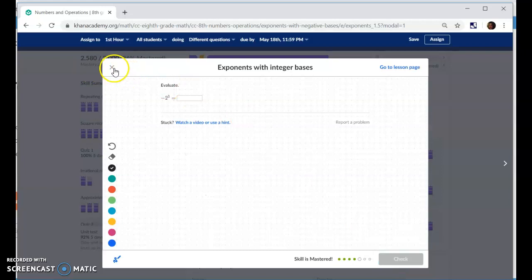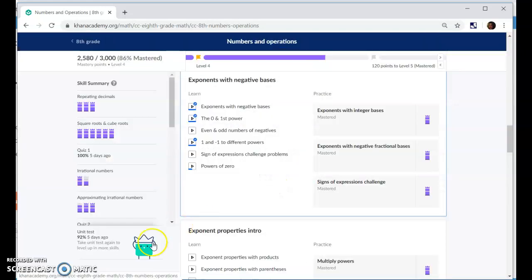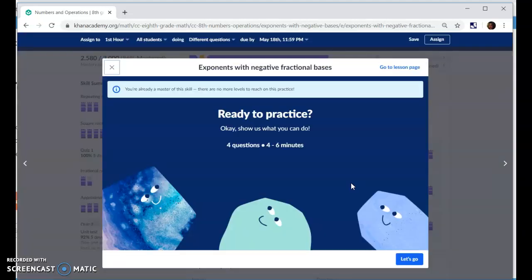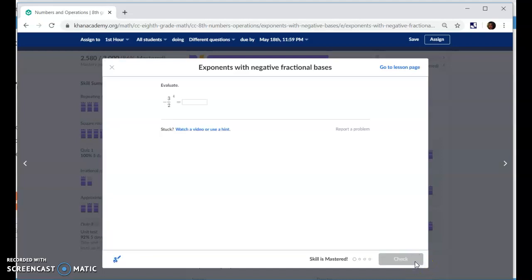Okay, so it might be a little bit confusing, but it's because the -11 isn't in parentheses. Alright, so I'm going to leave this alone here. We'll go on to the next one. Exponents with negative fractional bases. Let's see what this looks like. Okay, so -3/2 to the 4th power.